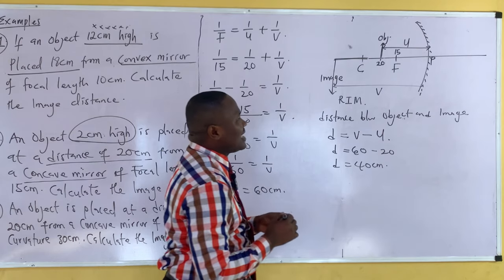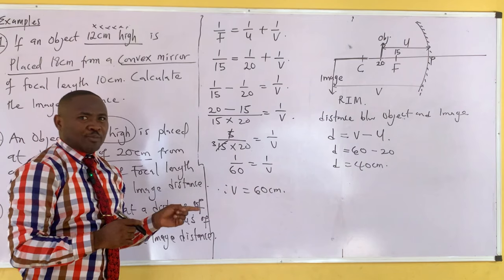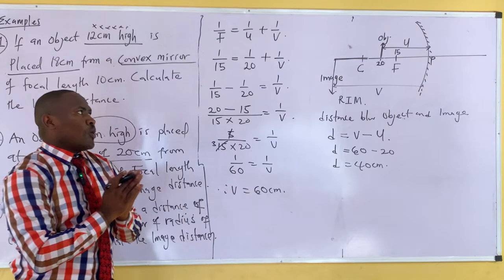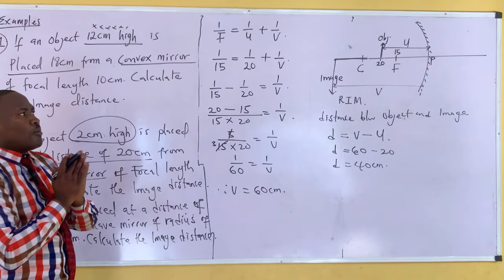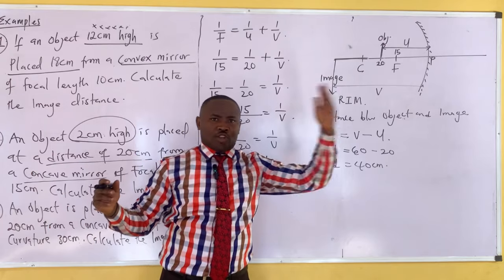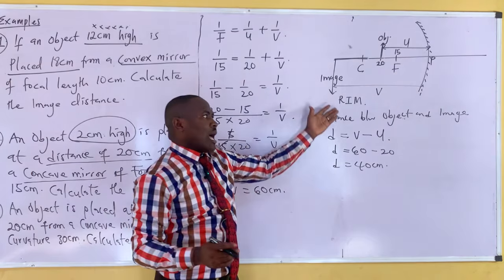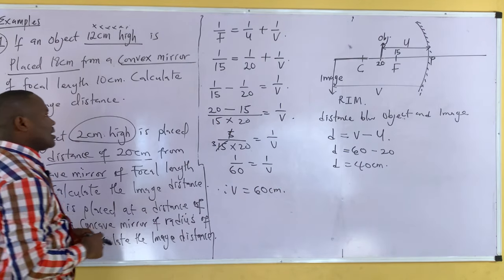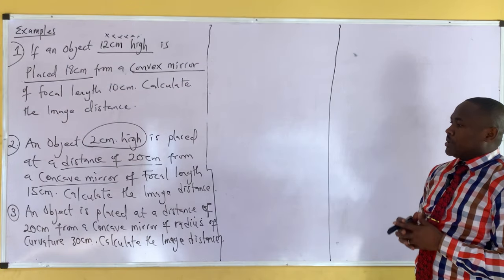So you can see that in this case, we are subtracting. But in the previous example, we were adding. Why? When the object and the image are on the same side, you subtract. But when they are on opposite sides, object this side, image the other side, you add. So this is the answer to this question. Thank you. Now let's look at question number 3.